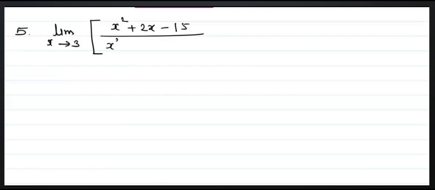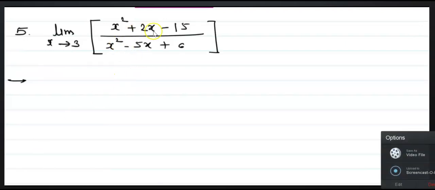Now next, now this is the problem. x square plus 2x minus 15 upon x square minus 5x plus 6. Now again the limit x tends to 3. Therefore, what will be the cancellation factor? The cancellation factor is x minus 3. Yes, it is clear.